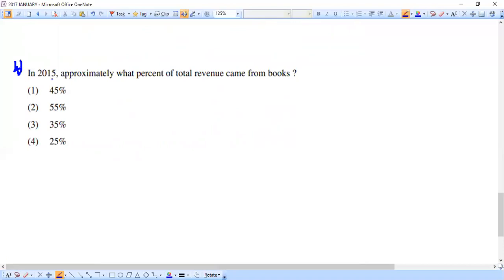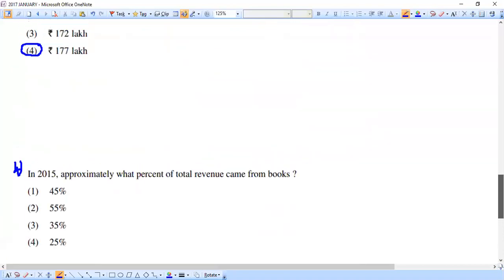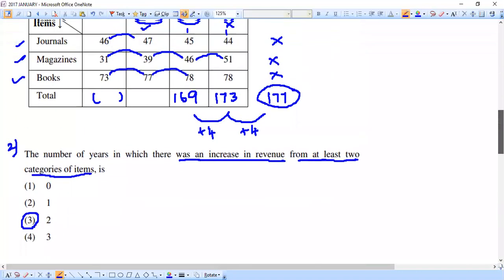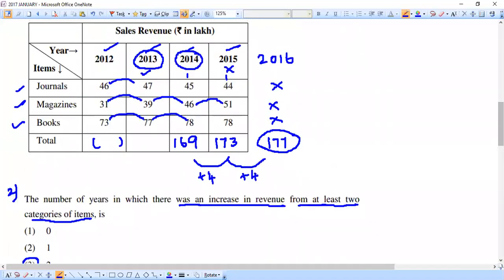In the year 2015, approximately what percent of the total revenue came from books? So purely it's a percentage based question. Let's try to answer this question. They're asking about the year 2015, out of the total revenue. We already calculated the total revenue. It's going to be 173 lakhs.